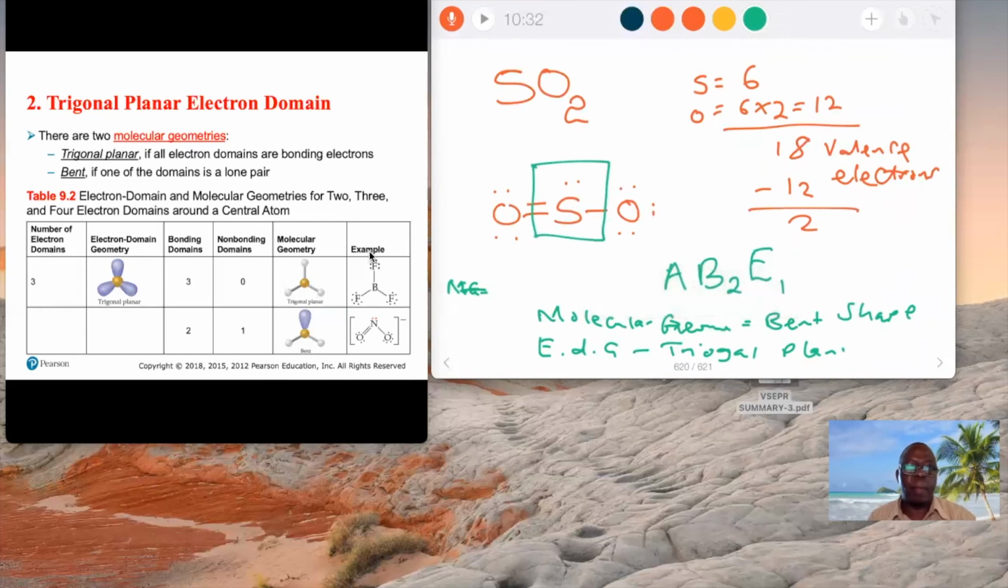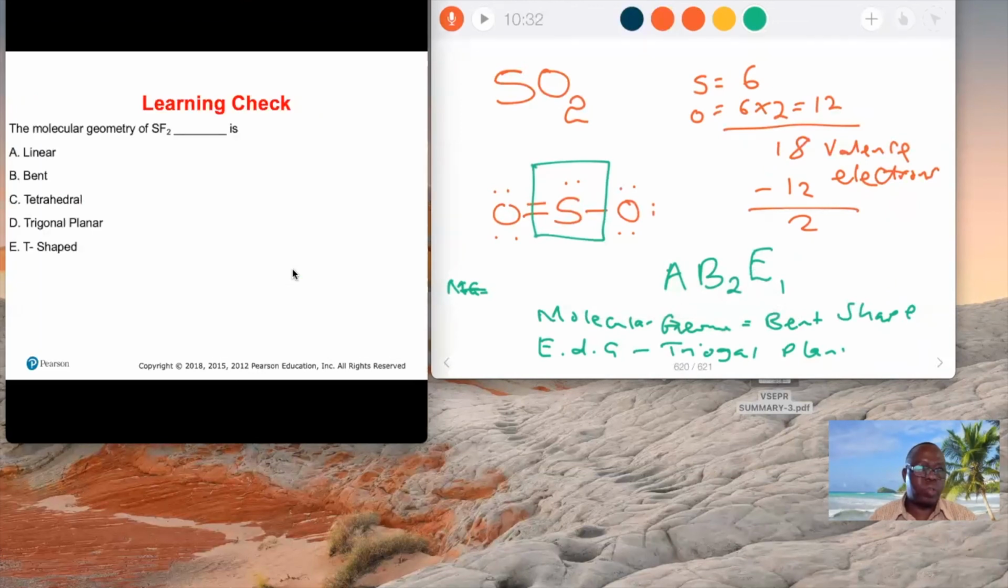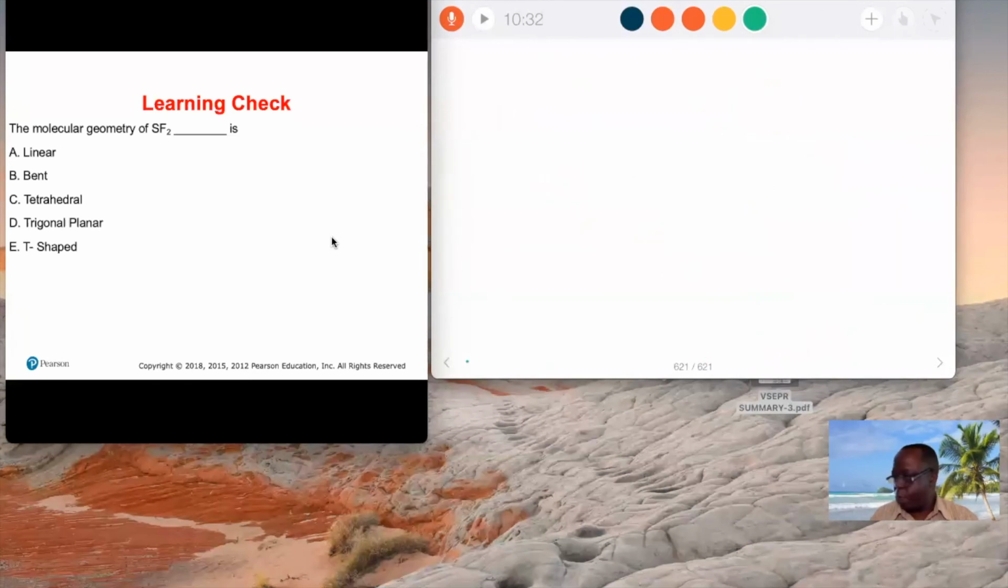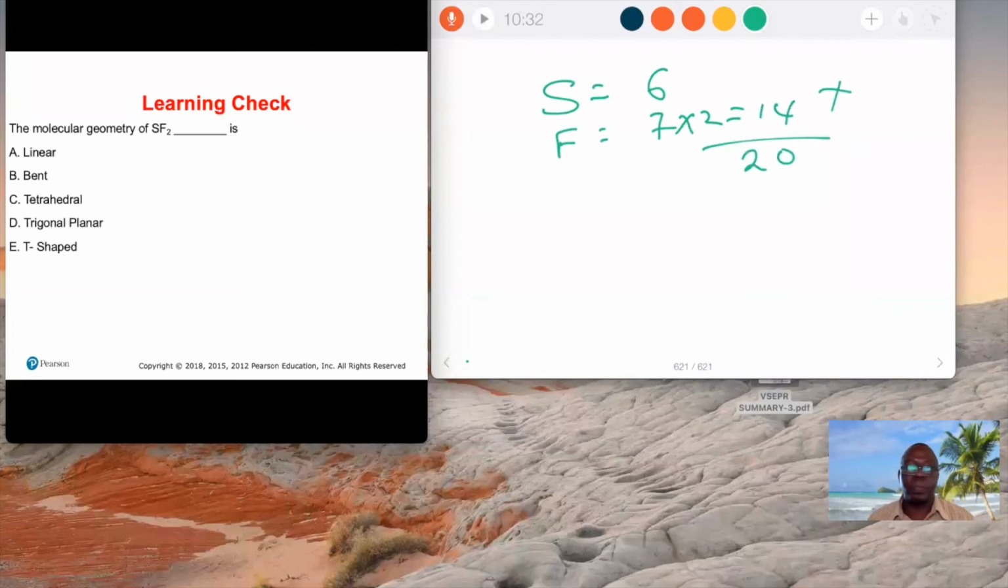Using the same approach, you can do that for subsequent geometries. So sulfur, how will this one look like? Let me just, before we move on, for sulfur, let's all look at this. Sulfur is in group 6, so 6. Fluorine is in group 7, and we have 2. So fluorine is 7 times 2. This is 14. If we add that, this is 20. Yes, 6 plus 14 is 20.